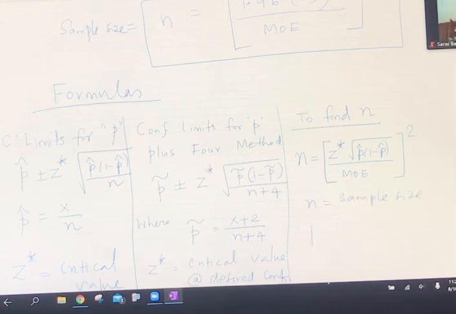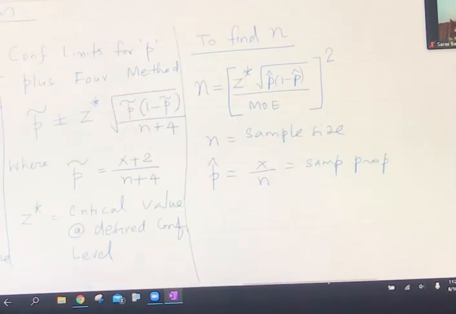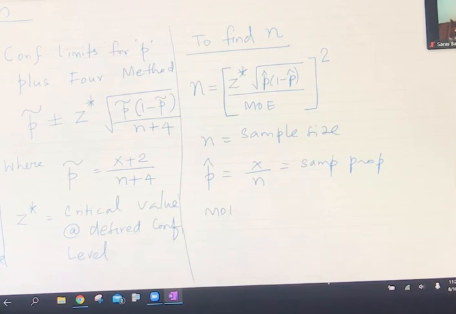P hat is equal to x over n, which is the sample proportion. So your sample proportion is going to be used in order to find your sample size. What is MOE? MOE is margin of error. The keywords for margin of error are plus or minus, or within. All right, so this is the third formula that we have seen.